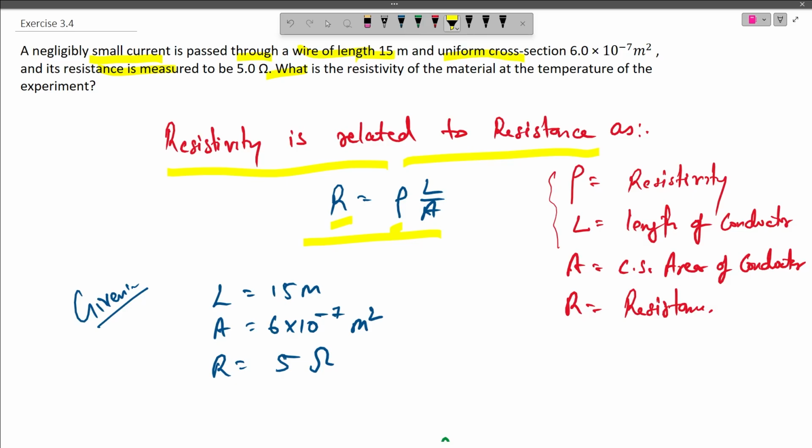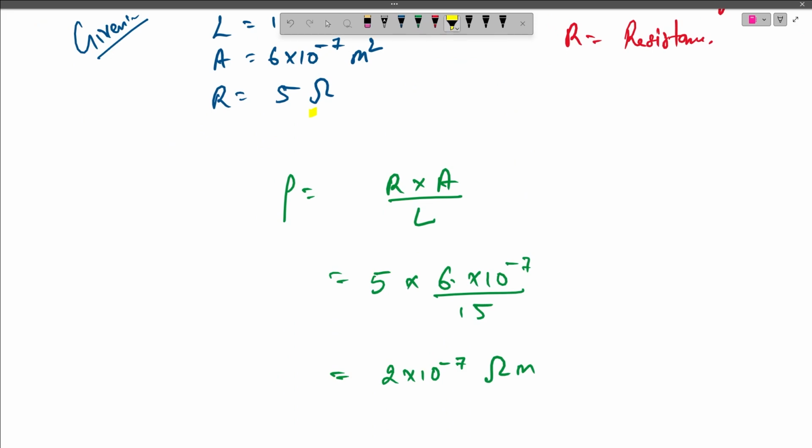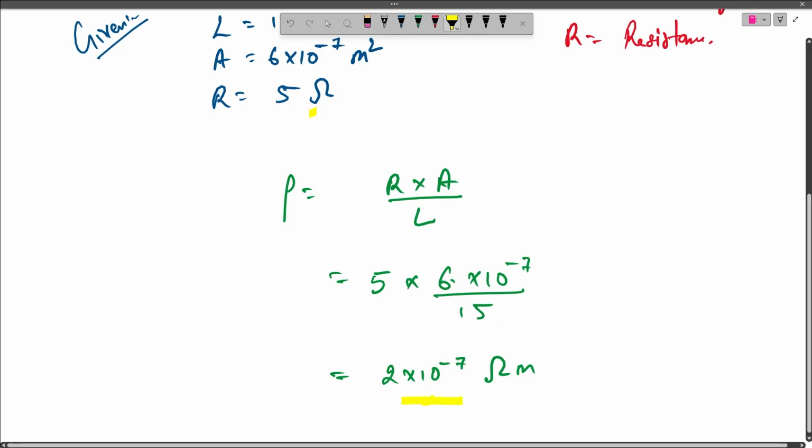Now in this question we have been given the length, that is 15 meter, cross-section area we have been given, and resistance is given 5 ohm. Unknown is the resistivity rho, so it can be easily found by rearranging this formula. So rearranging and substituting the values, we will get a value of resistivity as 2 into 10 to the power minus 7 ohm meter.